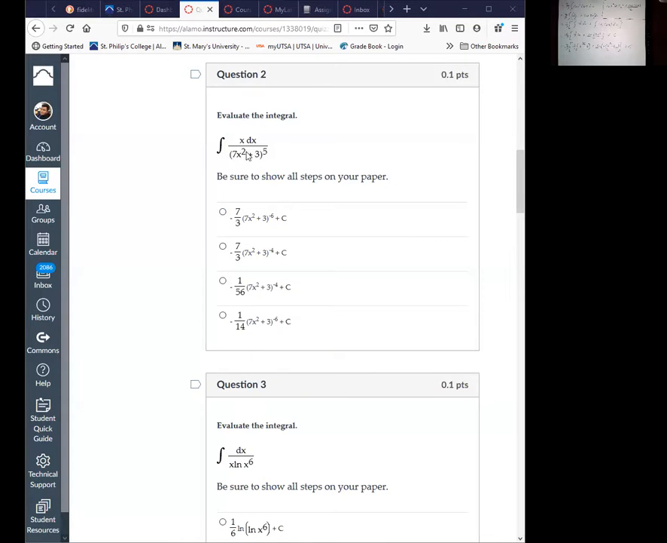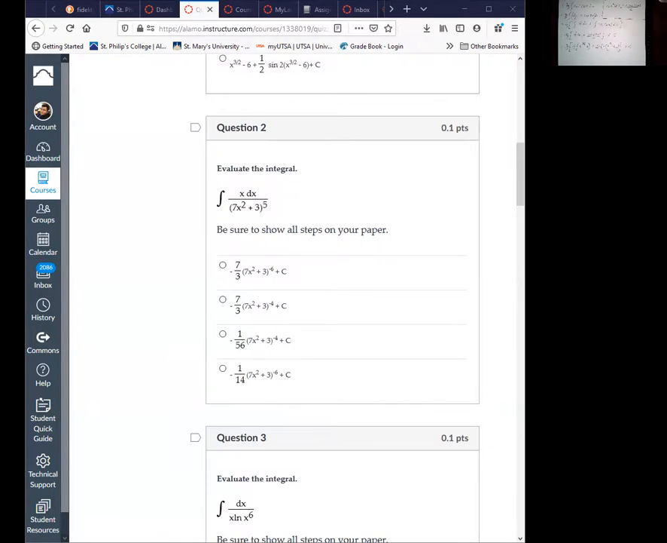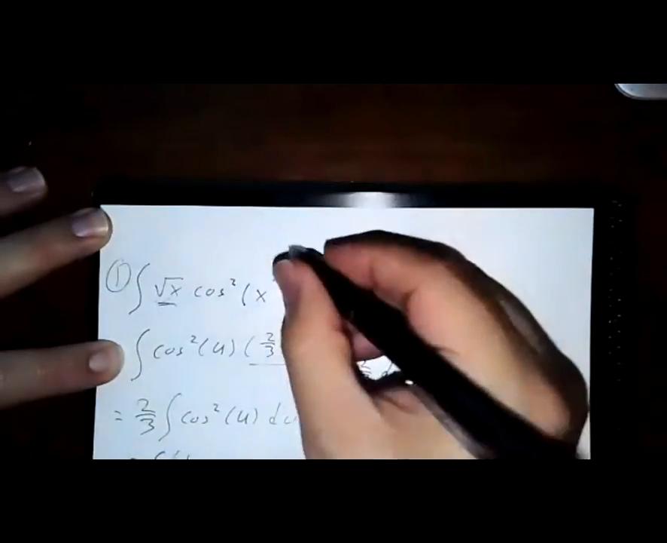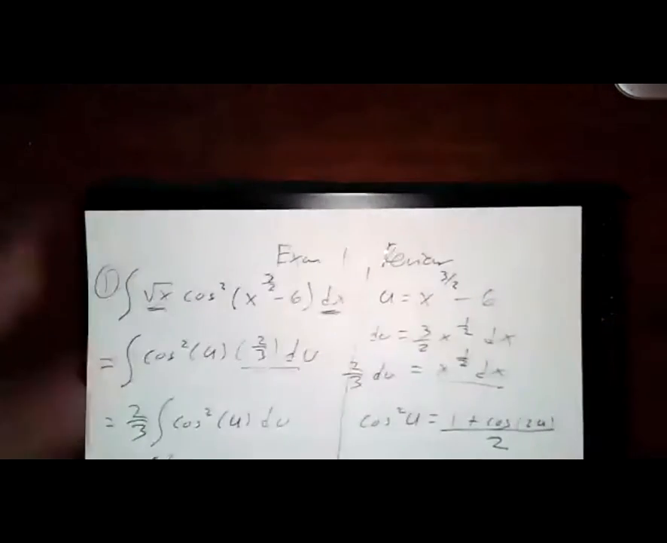Number 2 is another u sub. So you're going to let u be the bottom part, do du and set it up, and then do your integral. Same with 3, I believe. But let's do 2 and 3. Let me title this before I forget. This is number 1. This is exam 1 review. Okay.